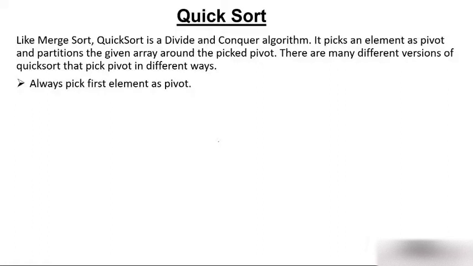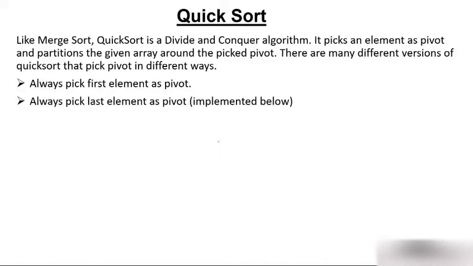Always pick the first element as pivot. You can pick the first element as a pivot. Always pick the last element as a pivot, or you can pick the last element as a pivot, implemented below. I'm just going to show you. Pick a random element as a pivot. You can pick a random element. You can pick any element as a pivot.